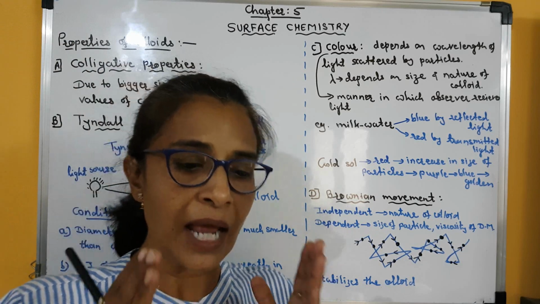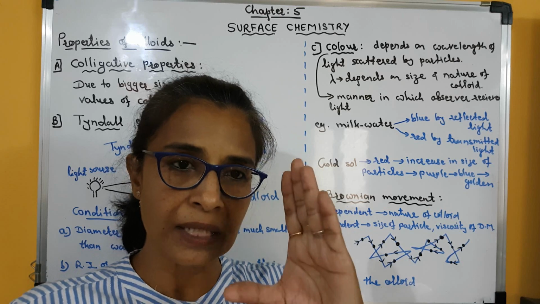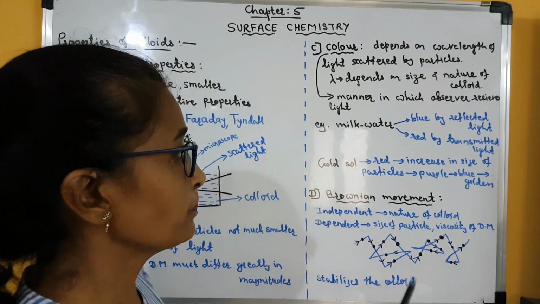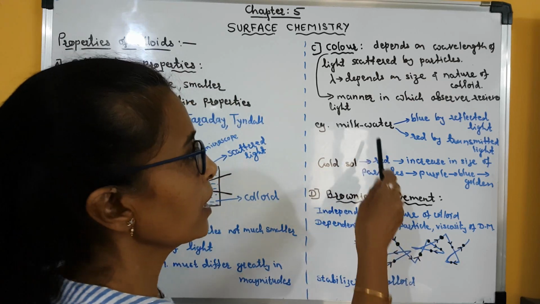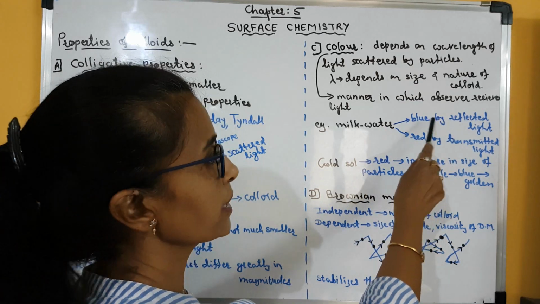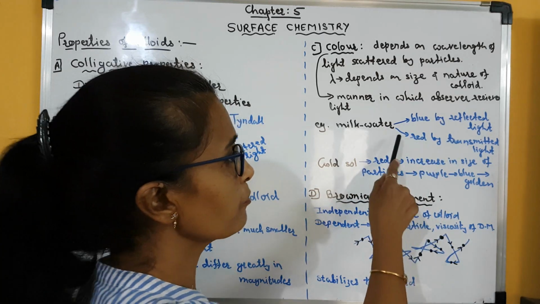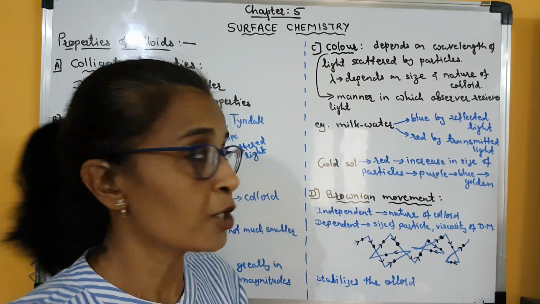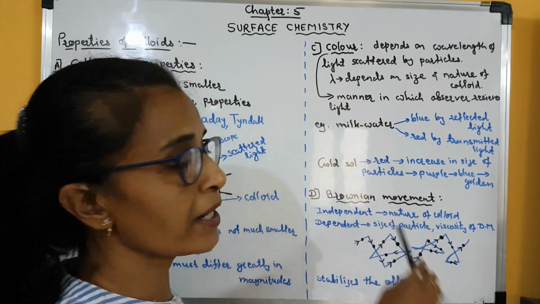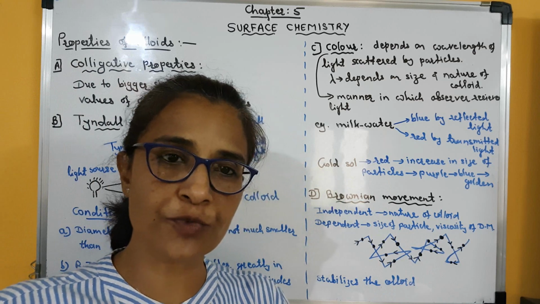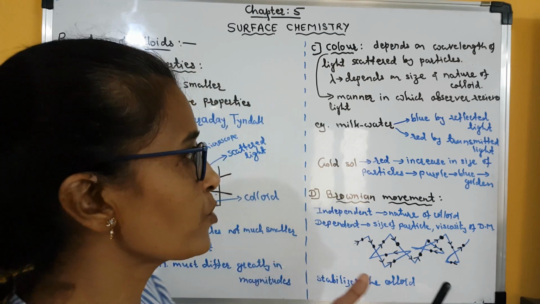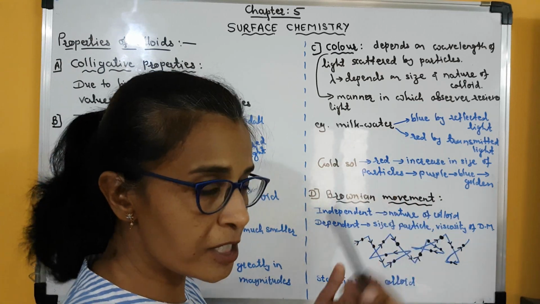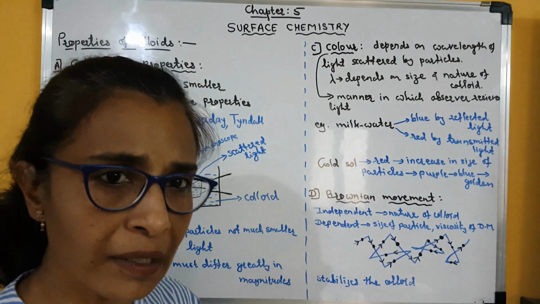For example, I am the observer. Now I have milk and water, that is again a colloid, in a glass vessel. If this milk water mixture is observed by the reflected light, then it will appear blue in color. But if it is observed by transmitted light, then it will appear red in color. So the color of the colloid also depends on the manner in which the observer receives the light. If the observer receives reflected light, then this mixture will appear blue. If the observer receives transmitted light, then it will appear red.